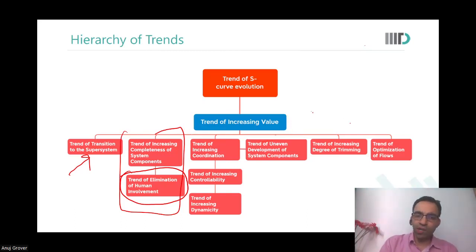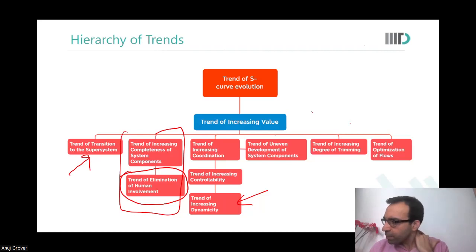Then we will look at the trend of increasing dynamicity in a little while. Let me also talk to you about the trend of uneven development of system components. So this is something like what we discussed earlier: first you increased the frequency of the CPU. So when you increase the frequency of the CPU, what happened? Memory frequency did not increase. Memory frequency was increasing at a very slow pace. So what did you do?